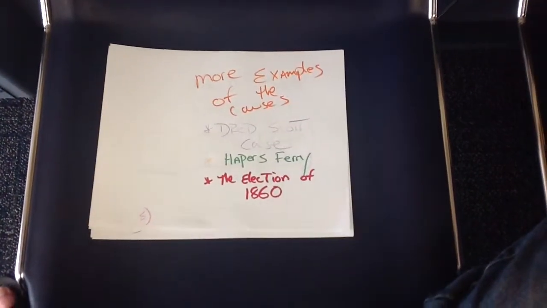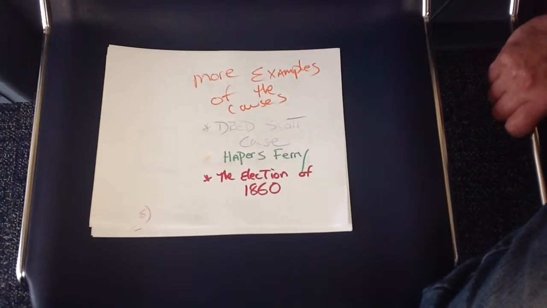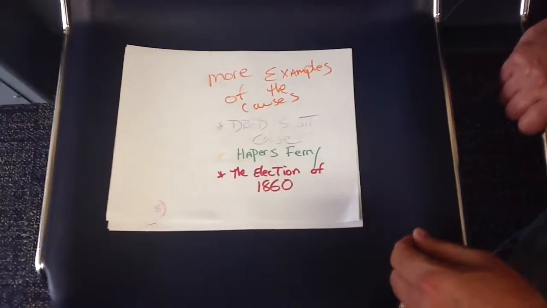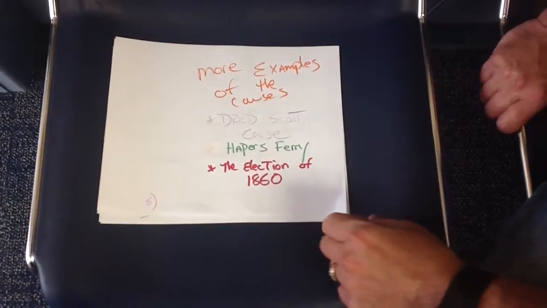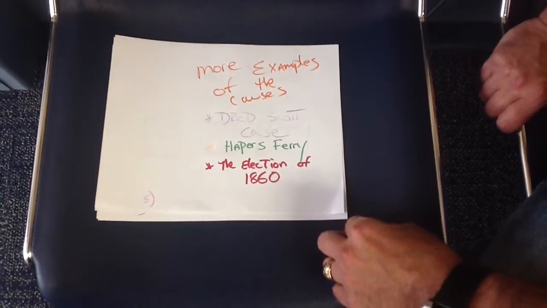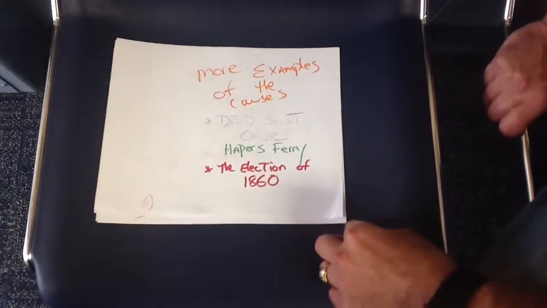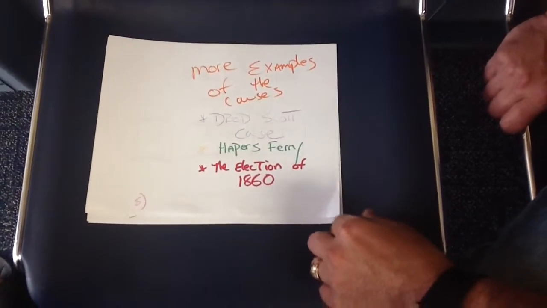More examples of the causes of the American Civil War was the Dred Scott case. Dred Scott was a slave that tried to sue for his freedom. This case went all the way to the Supreme Court, and Roger B. Taney explained that Dred Scott couldn't even sue for his freedom, and that he was not even a citizen of the United States, and that now slaves were property and they could be carried anywhere based on the Constitution in the country. Very much made the southern states happy.